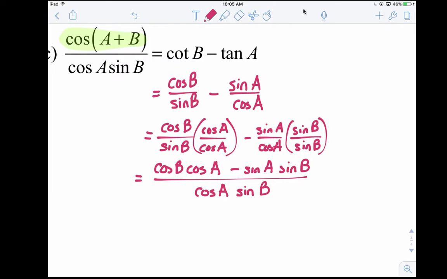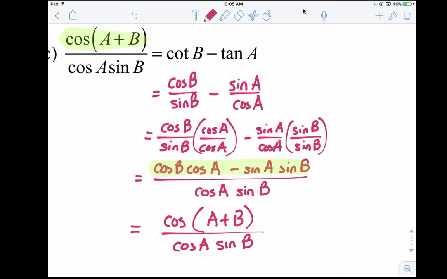Okay, now if you notice, the top part is an expanded out form for the sum formula for cosine. Look on your formula sheet if you're having a hard time seeing it, but that's the sum formula for cosine. So when you condense that down, you have cosine of A plus B divided by cosine of A sine of B, which is what you need on the other side there. Okay?